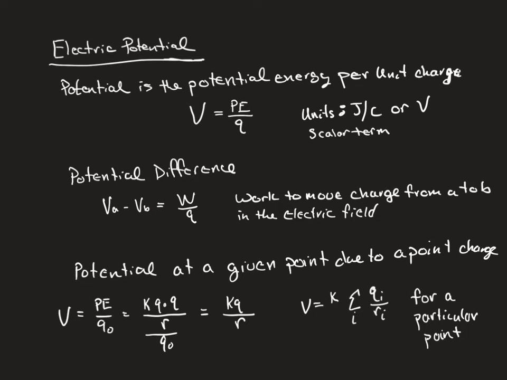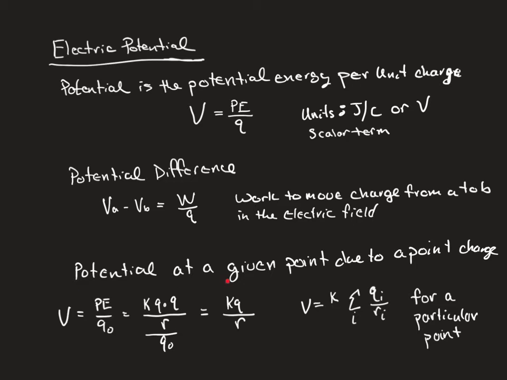Potential difference is going to be the change in potential energy per unit charge, or what we typically refer to in mechanics as work. So it's the work to move a charge, so an imaginary test charge, in the electric field, from point A to point B. So you can imagine putting the voltage probes of a multimeter between 2 points. So you're measuring the voltage between 2 points.